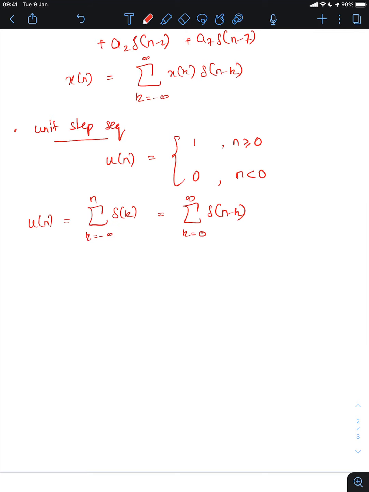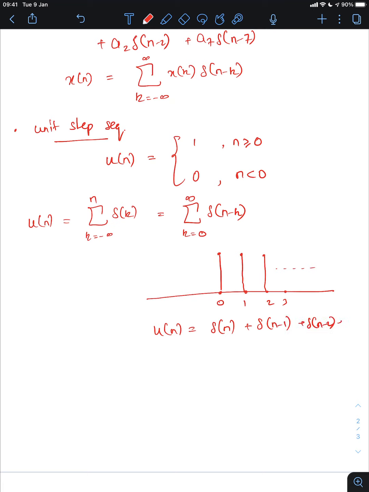So what does it imply? If we see the figure, starting from 0 it takes the value 1, because it is a summation of all the values of delta of n minus k, for k from 0 to infinity. So u of n is nothing but delta of n plus delta of n minus 1, plus delta of n minus 2, and so on. So this is an important equation to note.